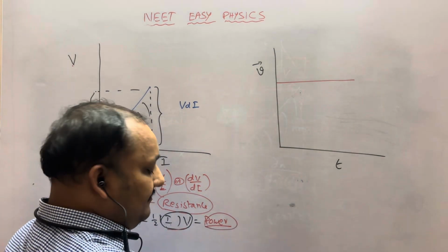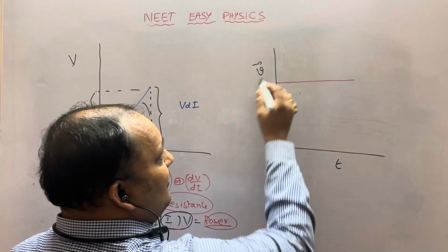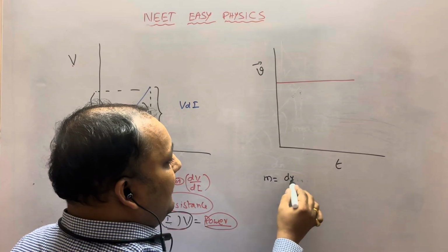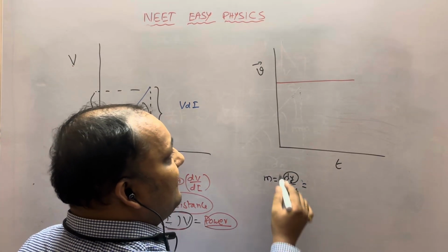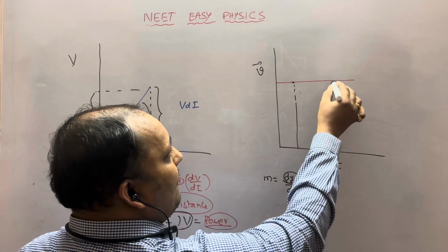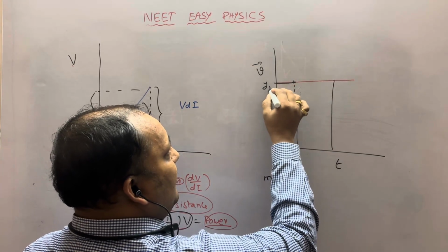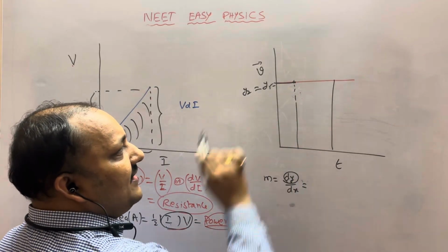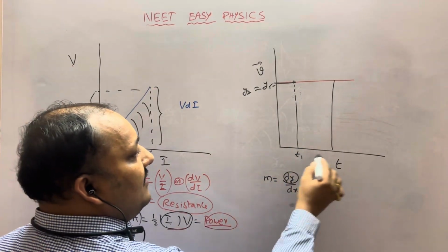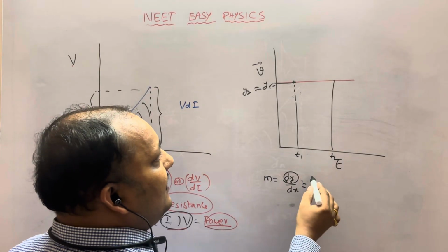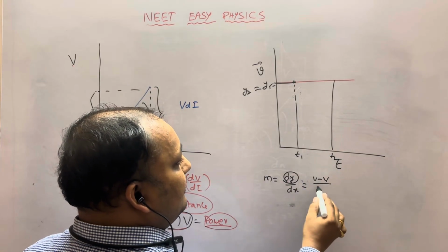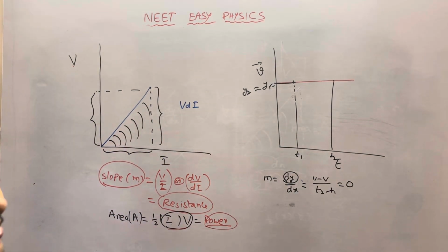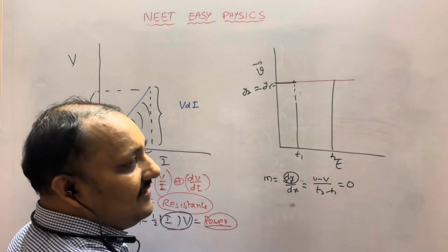Next, let us assume the velocity-time graph where velocity is constant. What is the slope of this one? m is equal to dy by dx. What is dy? If you draw two lines here, y1 and y2 are both the same. So dy is going to be v minus v over t2 minus t1, so the slope is 0. There is no slope for this.